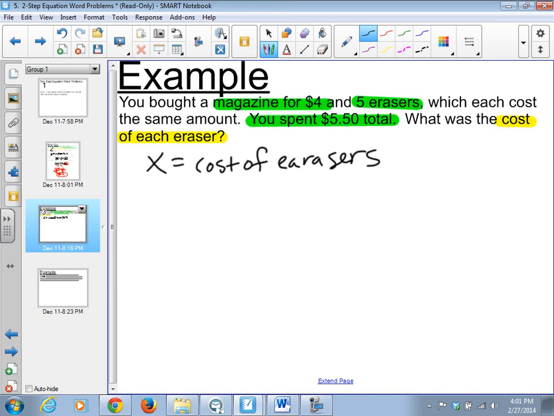So let's take that information and put it into an equation. I know whatever else happens, I spent $5.50. That's my total. And I spent $4 on a magazine. I know that much. One magazine cost me $4 alone. And then there's those 5 erasers, which I don't know how much those cost. So 5 times x, which is the cost of an eraser.